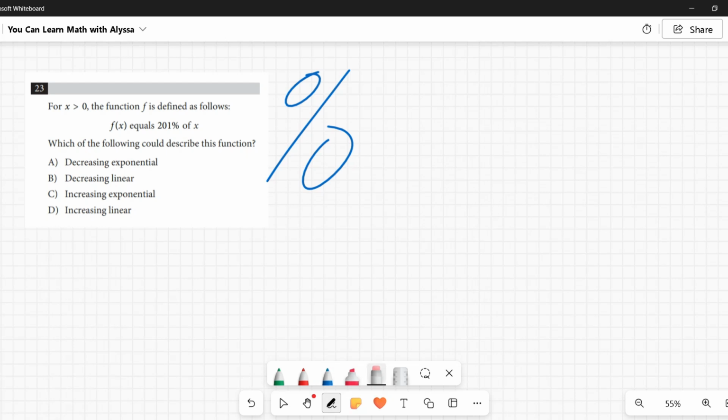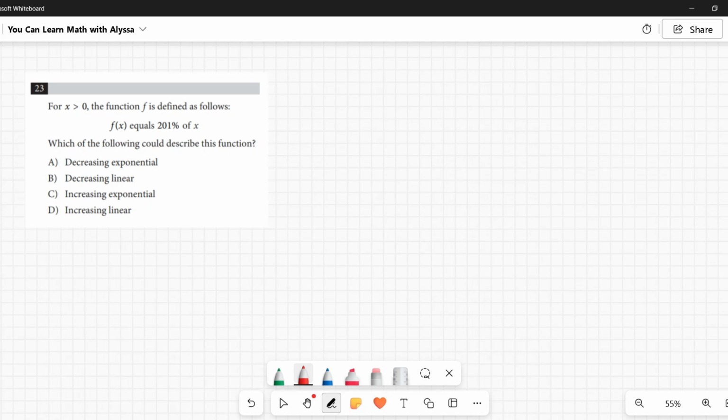Okay, now the last little tricky thing that they do is they love to include percents. So this one, f of x equals 201% of x. The fact that they give it to you in word form, and not written as an actual equation, should be flashing red lights that something's going on here. What are they trying to do? When they include percents, they are going to try to make you assume that it's exponential because you're going to think of interest, like compound interest and things growing exponentially. Is that what's happening here?